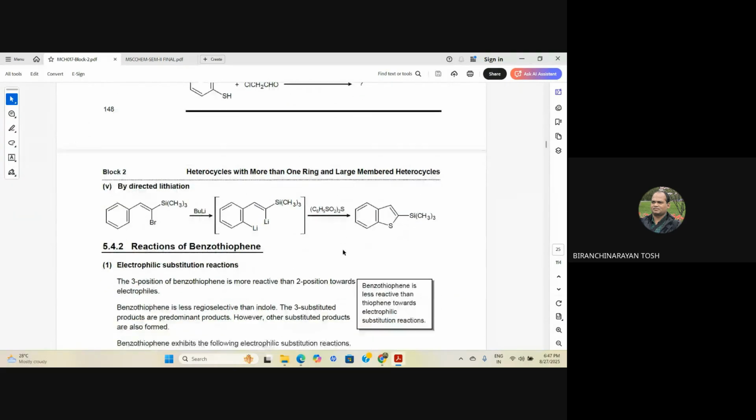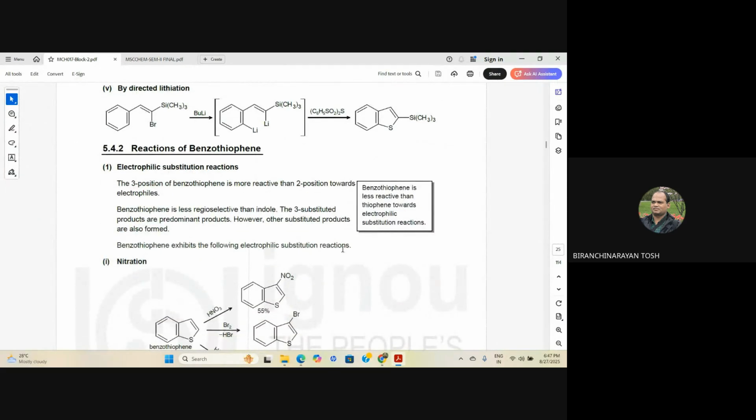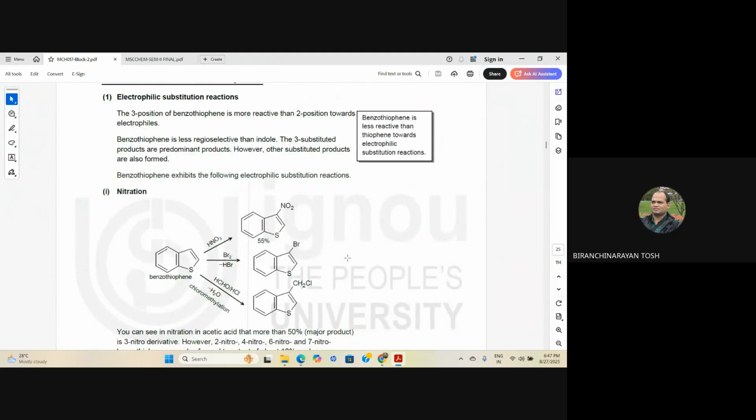Taking the reactions of benzothiophene, it undergoes electrophilic substitution reaction. The three position of benzothiophene is more reactive than the two position towards electrophiles. Benzothiophene is less regioselective than indole. The 3-substituted products are the predominant products, however other substituted products are also formed. Nitration: here we can take nitric acid. In the case of benzofuran, we took a nitric acid and acetic acid mixture; here we can take simply nitric acid.